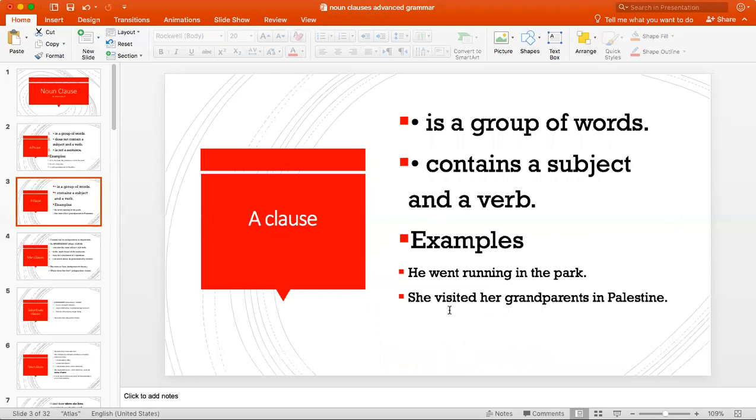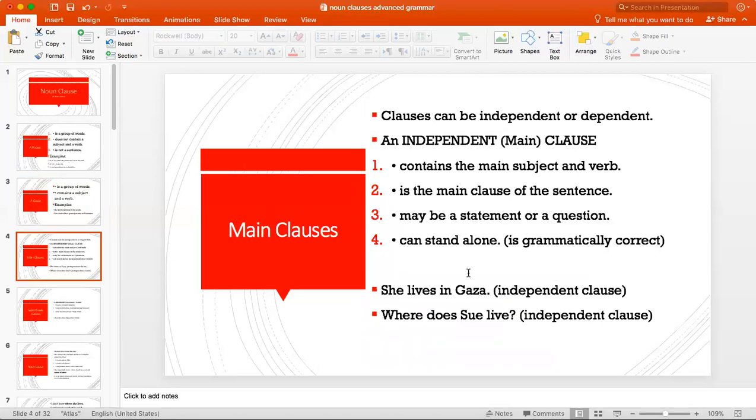Again, we said a clause is a group of words that contains a subject and a verb. For example, he went running in the park. Went is the verb. She visited her grandparents in Palestine. Visited is the verb. Remember that we have two types of clauses. Main clauses, usually known as independent, because they can stand alone, and there are the dependent subordinate clauses.